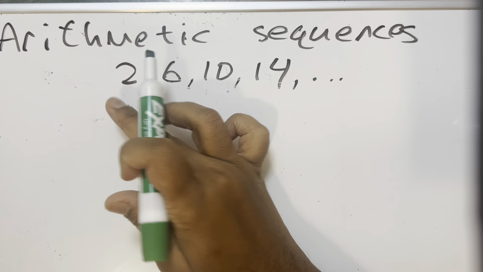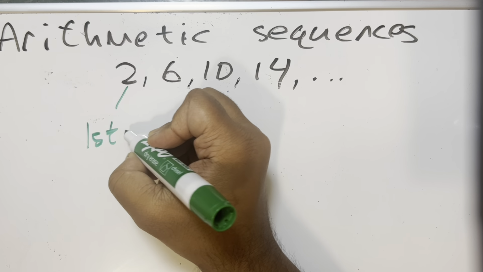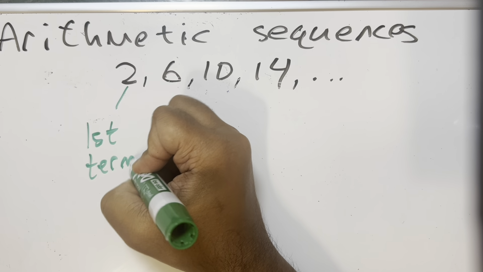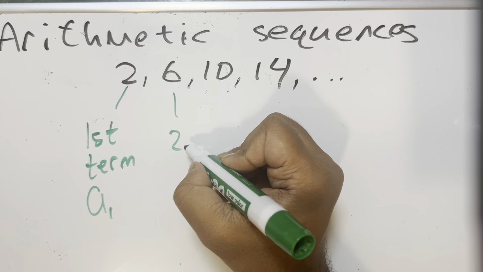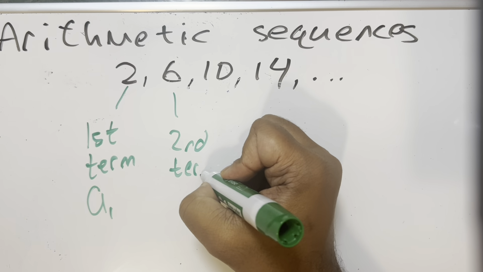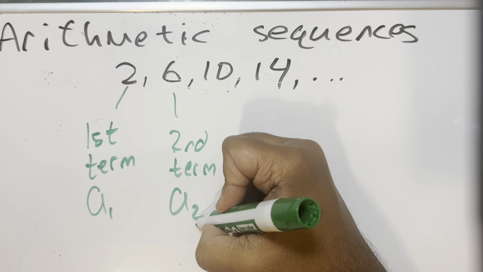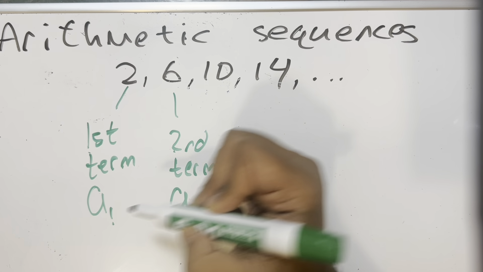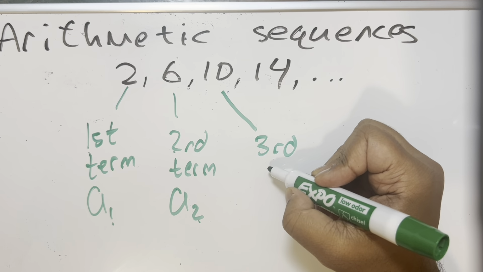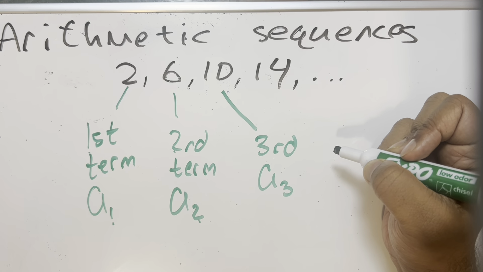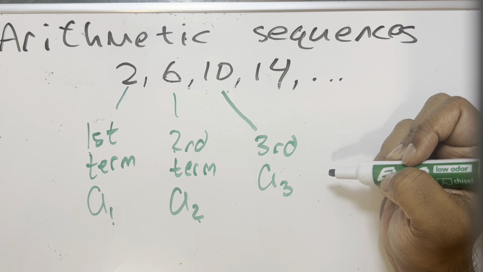The way we think about terms is we see this as the first term. This is the first term, and we denote that as a sub 1. This is the second term, so we denote it by a sub 2. This second term is where the 2 is from. First term is where the 1 is from. As you can guess, the third term here is a sub 3, and so on and so forth. Our 14 will be a sub 4.